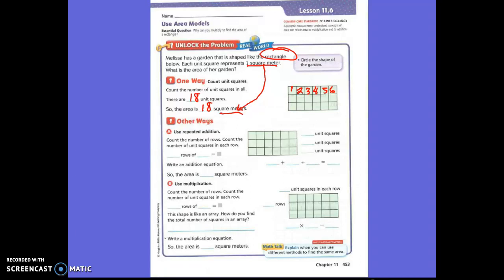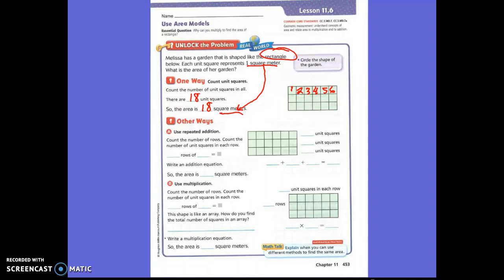Okay? Now, another way that you can find this exact same thing, instead of just counting all the squares like we just did, is a different way to find the answer for the area using the same picture, okay? So, this is using repeated addition. You count the number of rows, and then count the number of unit squares in each row. Okay, how many rows are there?